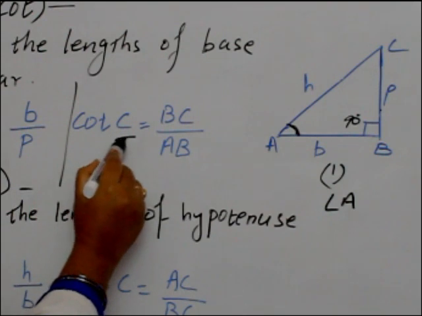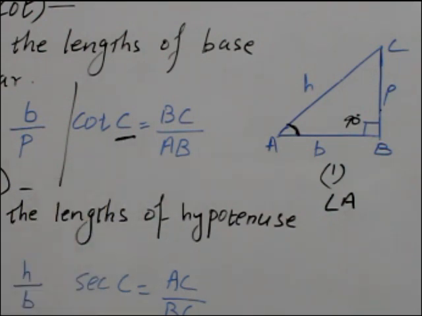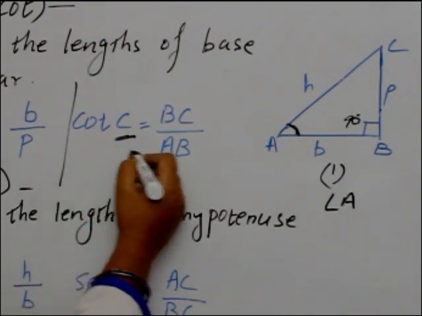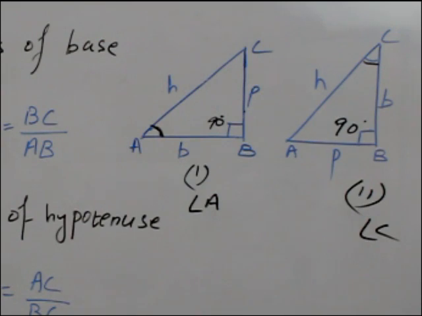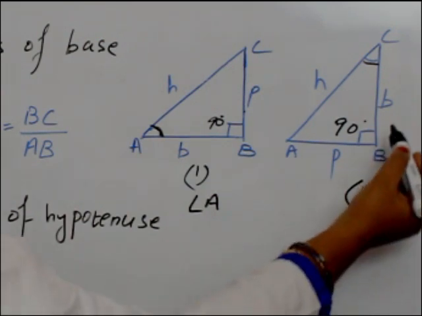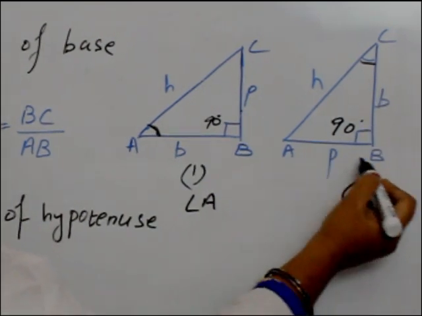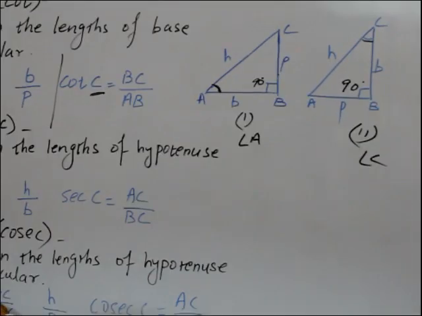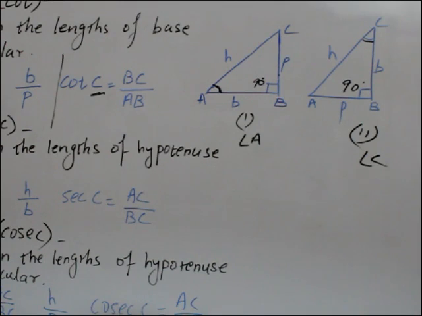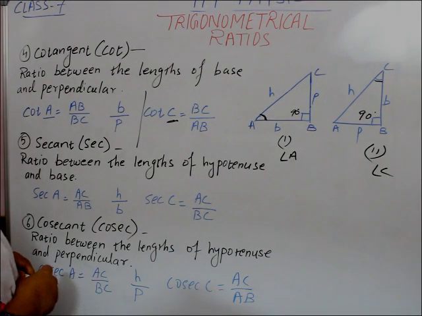Next one is cot C. What is the angle of reference? Angle C. So which figure? See the second figure. In the second figure, B by P. What is B? BC. What is P? AB. So it becomes BC by AB. Remember, tangent and cotangent are reciprocal of each other. Tangent is P by B, cotangent is B by P.